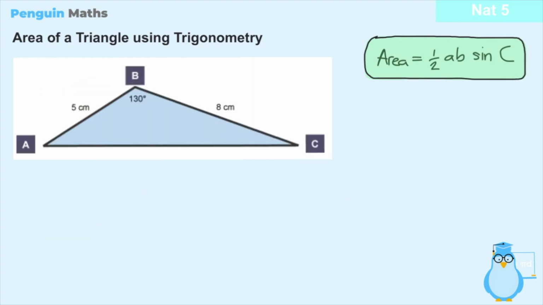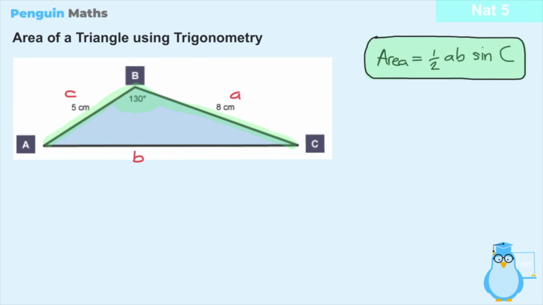Okay, let's do one more example of calculating the area of a triangle using trigonometry. This time we've been given this length here of 5 centimeters and this length of 8 centimeters, and we have an included angle of 130 degrees. So quickly I'm just going to label either side. This one's going to be A because it lies opposite the angle of capital A. This would be B and this would be C.